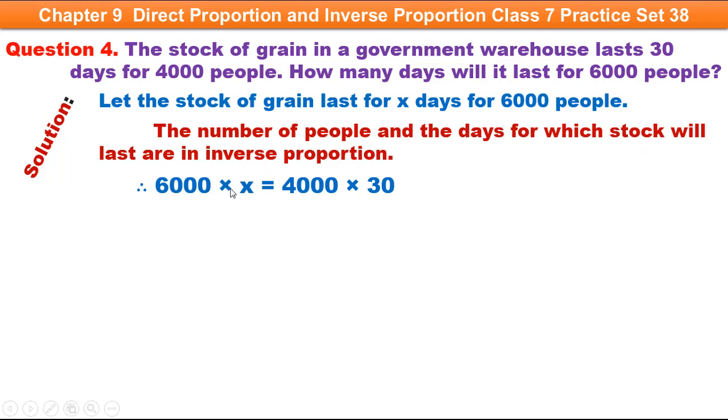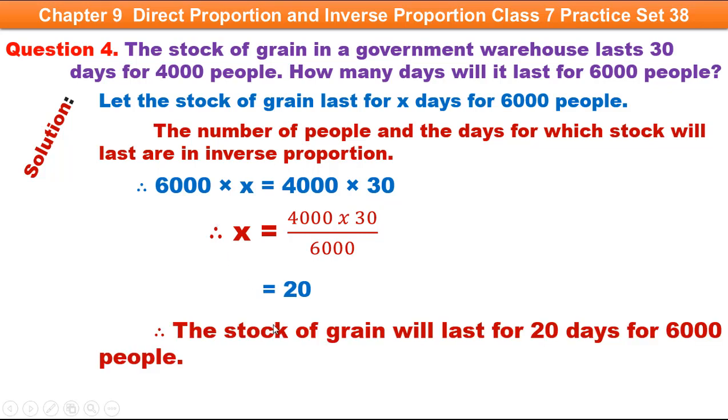Therefore 6,000 into x is equal to 4,000 into 30. Therefore x is equal to 4,000 into 30 divided by 6,000, which is equal to 20. The stock of grain will last for 20 days for 6,000 people.